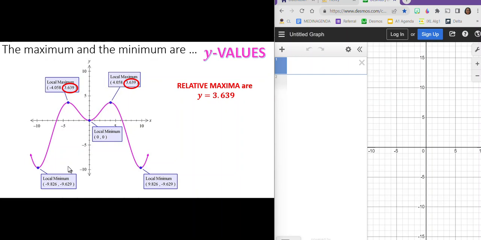For the minimum, there's three values. So we report them, but you see how these two right here have the same y value? So we only report that once. So the relative minima is going to be y equals 0 and y equals negative 9.629.